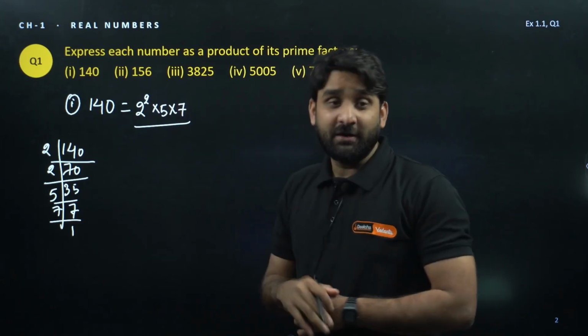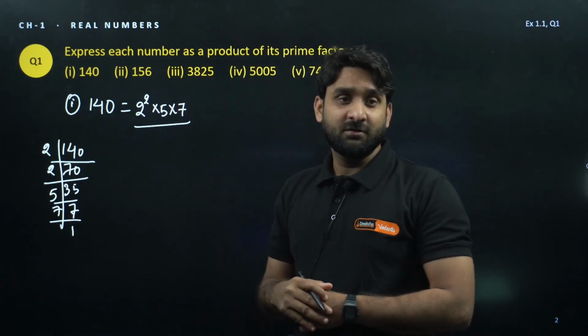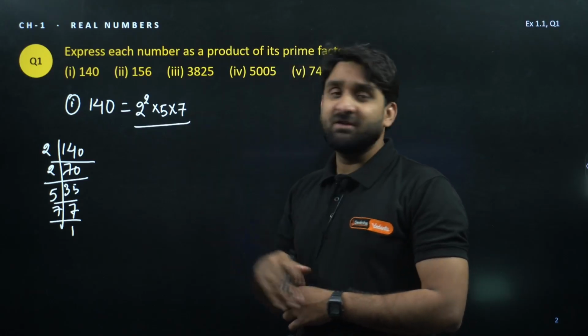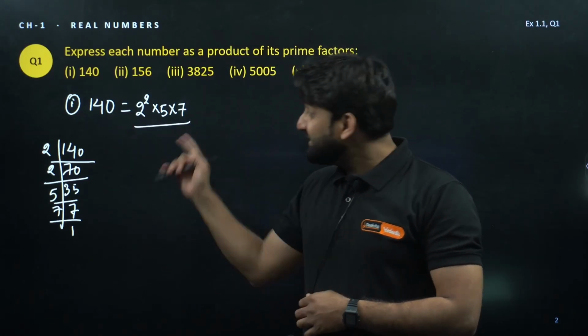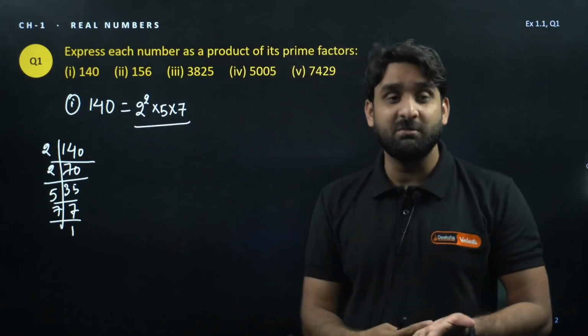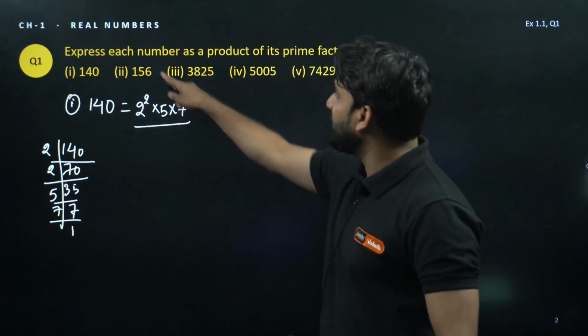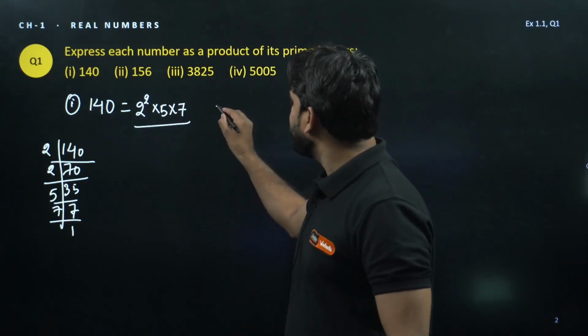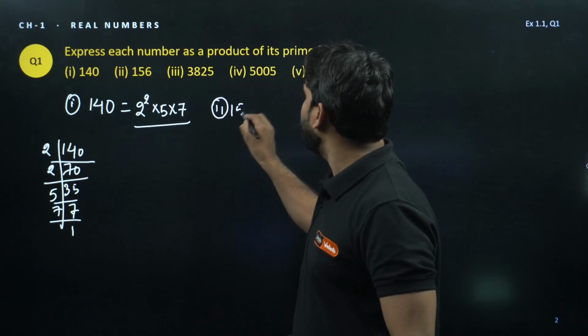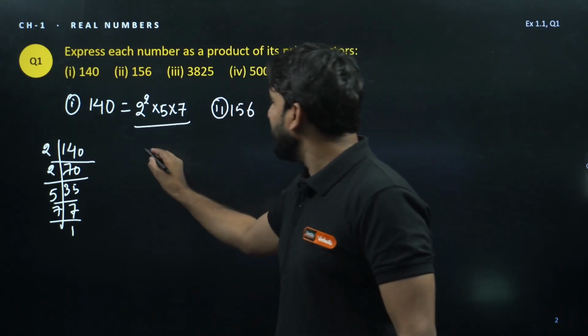2 is a prime factor, 5 is a prime factor, right? And 7 is also a prime factor of this. And these are all prime numbers. 2 is a prime number, 5 is a prime number, and 7 is a prime number. I hope you are getting my point. Similarly, we can find it for the second question, 156. Again, we can take LCM here.